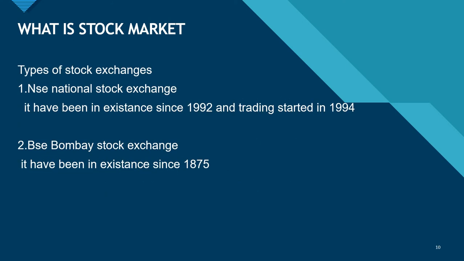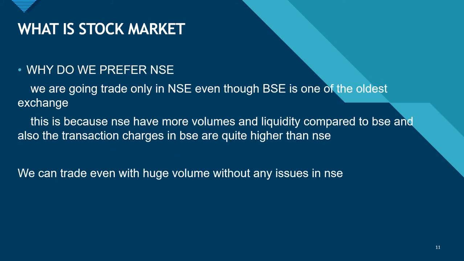So what are the types of stock exchanges? There are two types of stock exchanges. One is NSE, another one is BSE. NSE is widely used. So why do we prefer NSE? This is because it has more volume and liquidity. In NSE, we can trade with huge volume since it has high liquidity when compared to BSE.